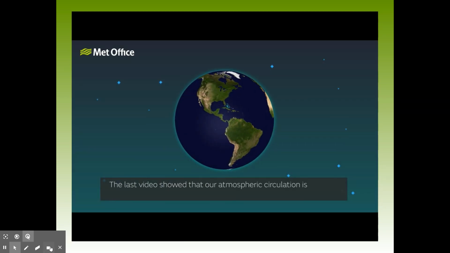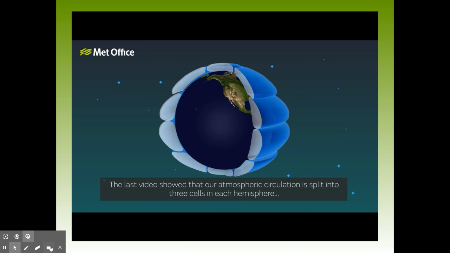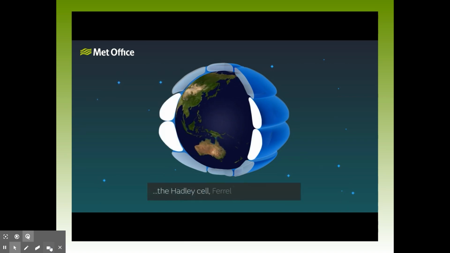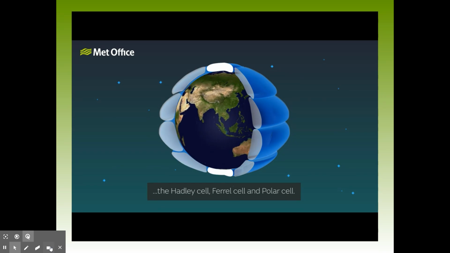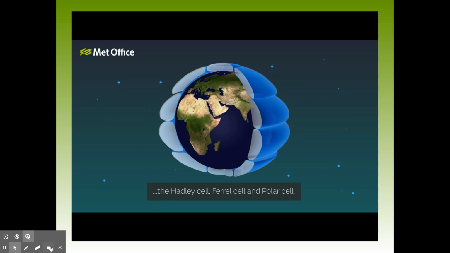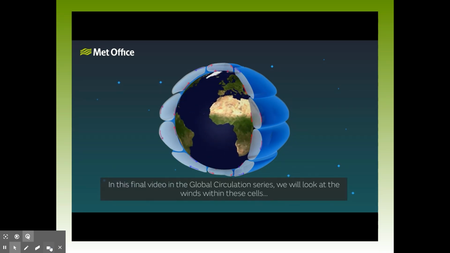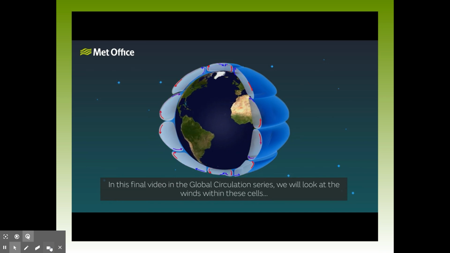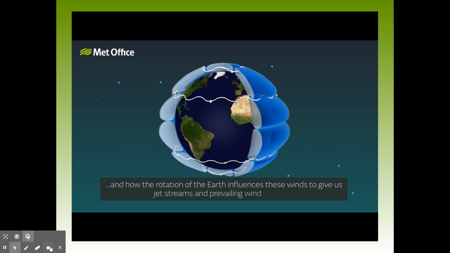The last video showed that our atmospheric circulation is split into 3 cells in each hemisphere: the Hadley cell, Ferrel cell, and polar cell. In this third video in the Global Circulation series, we will look at the winds within these cells and how the rotation of the Earth influences these winds to give us jet streams and prevailing wind patterns.